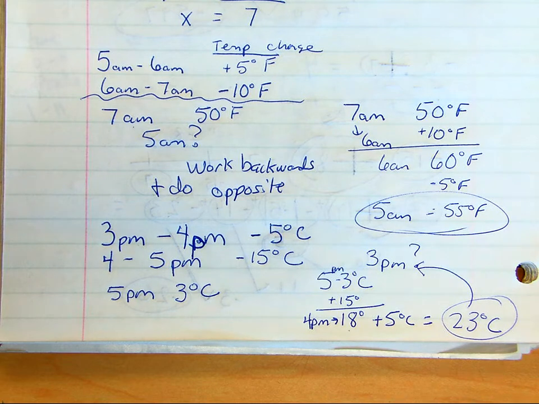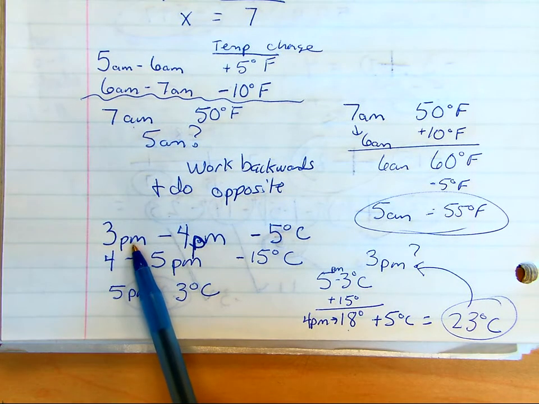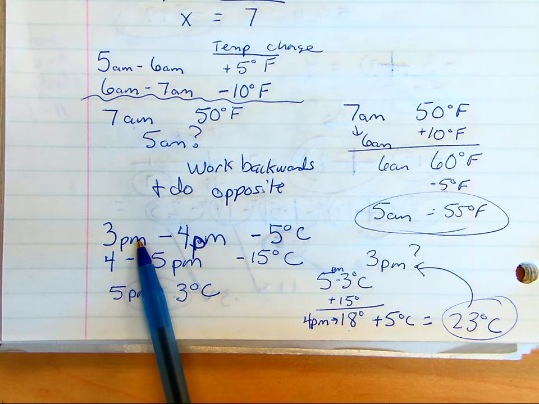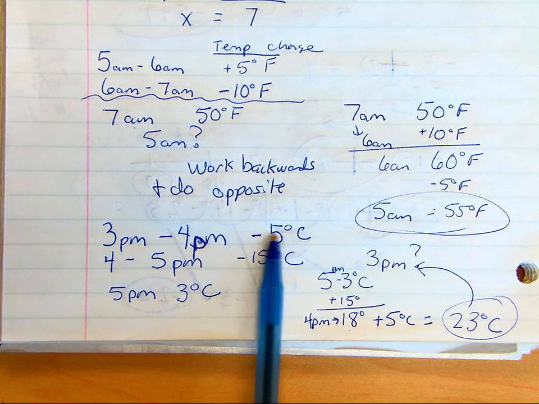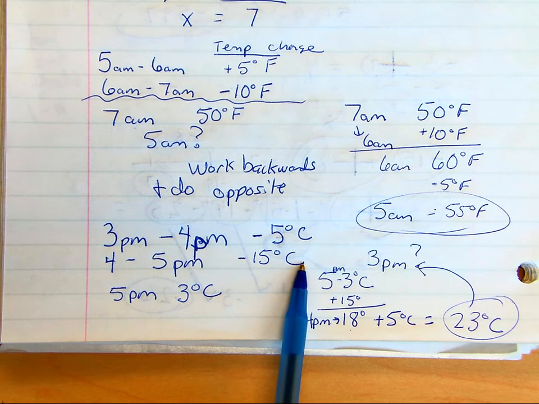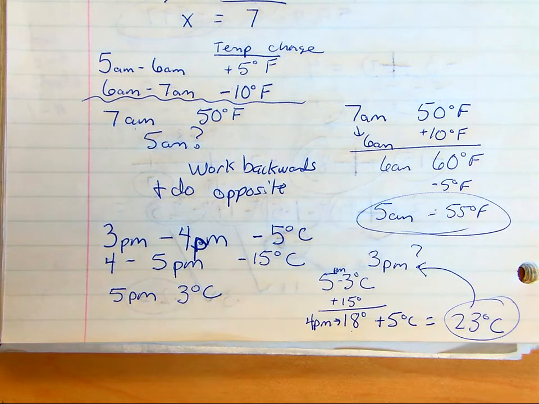Not every problem is always going to give you the end result. If it gives you the beginning result, well, then I would just follow this step. So if the problem said, at 3 o'clock, it was 23 degrees, then I'd say, okay, I need to subtract 5 to get me to 4, which would be 18. And then subtract 15 to get me to 5, which 18 minus 15 would get me to 3. So you can see they match either way.